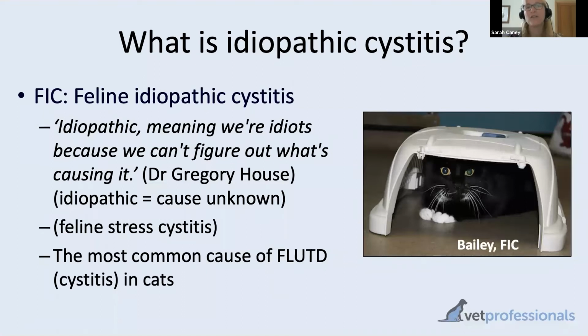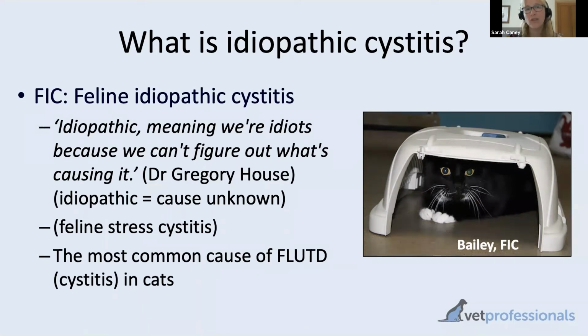Unfortunately, if we give any medical condition this label idiopathic, all that means is we still don't fully understand what has caused this condition. And any of you that listened to the sessions on hypertension will have heard me talk about idiopathic hypertension. So it's a term that's used throughout the world of veterinary and human medicine, and it just means, unfortunately, we haven't worked out the cause. The cause is unknown. And as I've already hinted, in terms of idiopathic cystitis, it is the most common diagnosis, the most common cause of lower urinary tract disease.